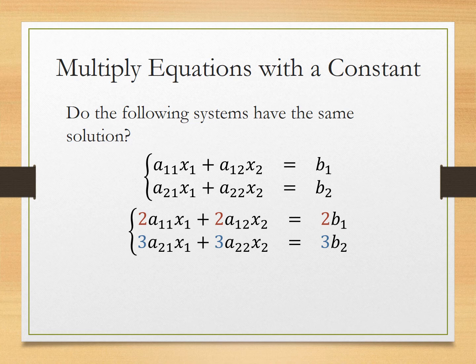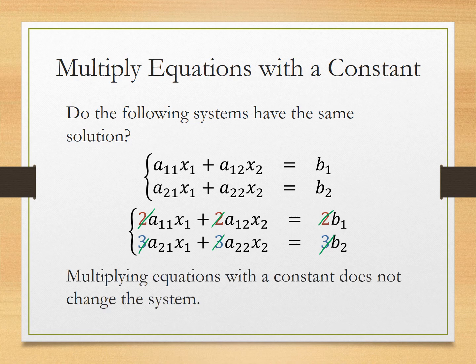Are they the same system? Well, you should see that they are the same system, because if I'm multiplying a number on both sides, you can equally cancel them out, right? You can cancel out the 2, and you can also cancel out the 3. Then you get back the original system. So multiplying equations with a constant does not change the system because you can always cancel the constant term out from both sides.